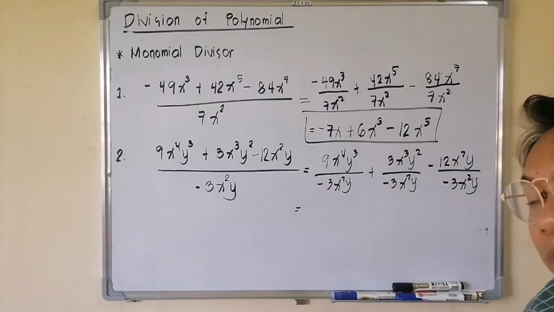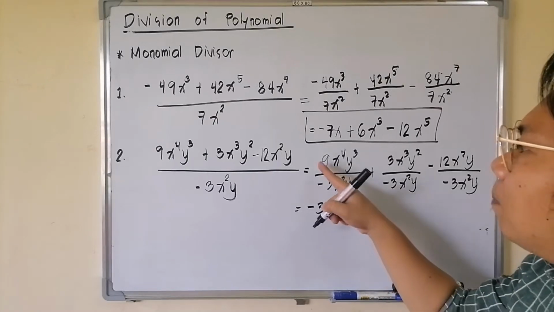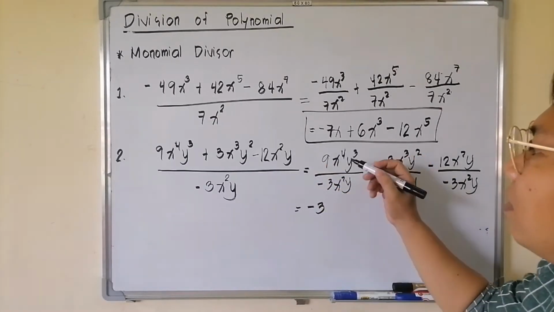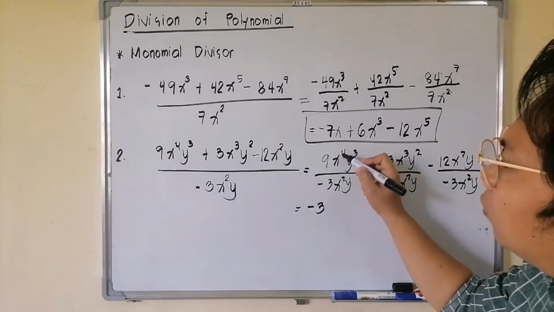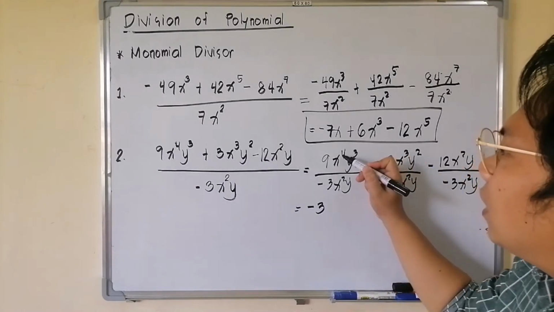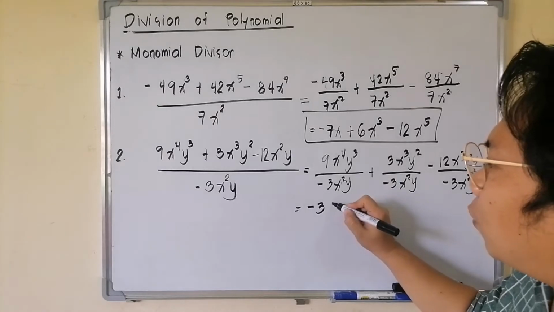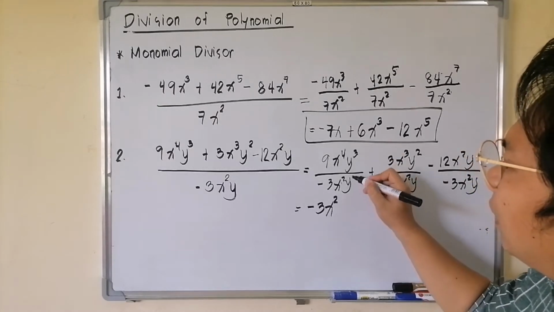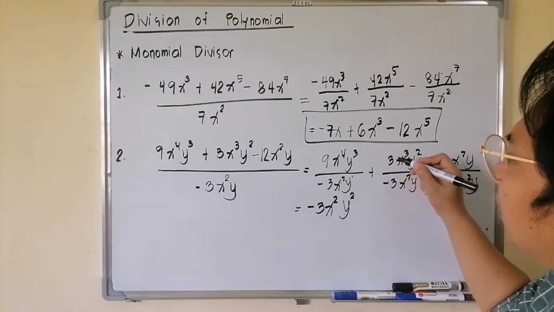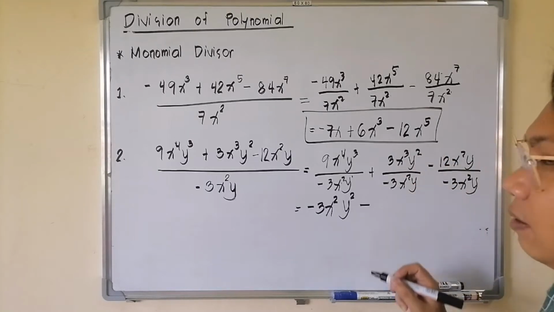Simplify. 9 divided by 3 is 3. Positive divided by negative is negative. Again, subtract the exponents of the same variable. x to the 4th and x squared is x squared. 3 minus 1 is y squared. Positive divided by negative will give you negative.